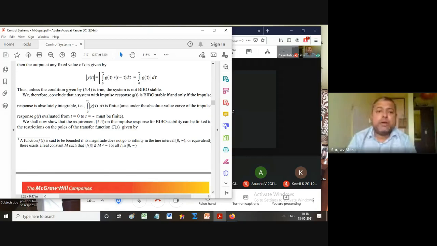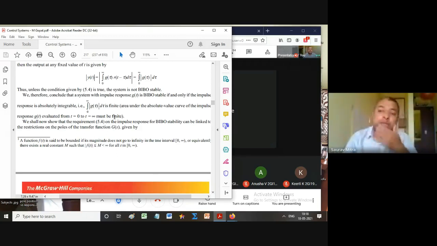So for a system to be BIBO stable, bounded input, bounded output, that is the full form of BIBO, we want g(tau) to be bounded. So we therefore conclude that a system with impulse response g(t) is BIBO stable if and only if the impulse response is absolutely integrable. Absolutely integrable means you are integrating it and getting a finite value. The area under the absolute value curve of the impulse response g(t) evaluated from t equal to 0 to infinity must be finite. So if you take a curve e raised to minus 2t, you are finding that it is actually reaching a bounded area with respect to the y-axis and x-axis.